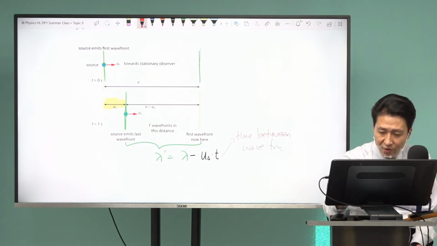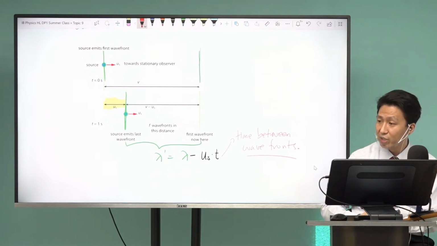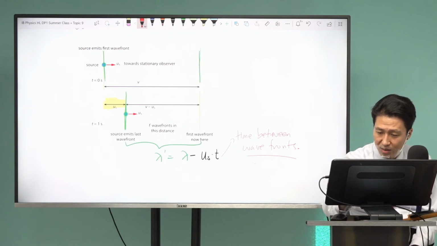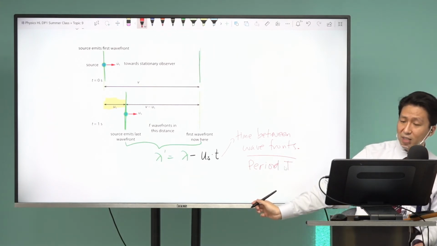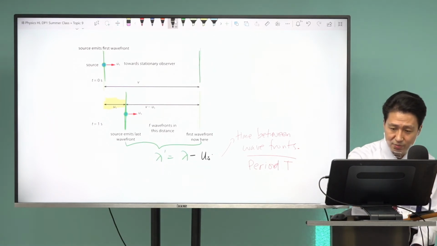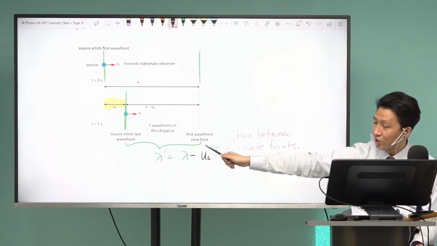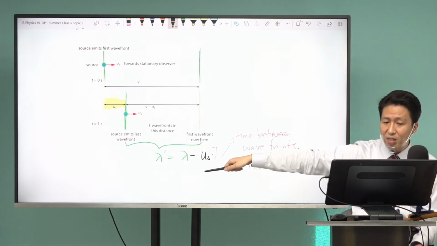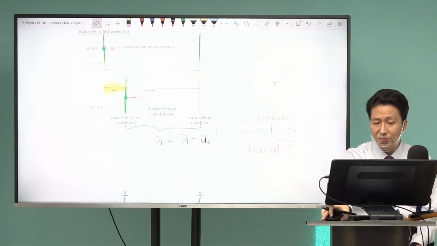Time between wavefronts, right? In other words, the original period T, which is the same as the period when it's not moving. So let's replace this with that. Correct? Now we have an equation for the new wavelength. This doesn't give us a new frequency yet, right? So let's find the new frequency.